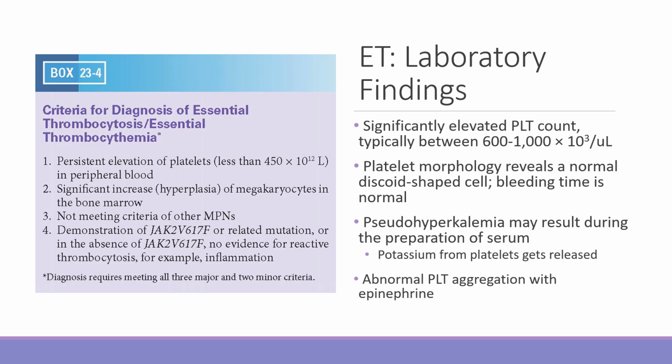So the diagnosis requires meeting all 3 major and 2 of the minor criteria. And honestly, I don't know that they really split this up into major and minor criteria like they do in some of the others. So let's just say 2 of the 3 or 4, or maybe there's another table that wasn't put into this PowerPoint. But either way, these are all going to be indicators for findings in essential thrombocythemia.